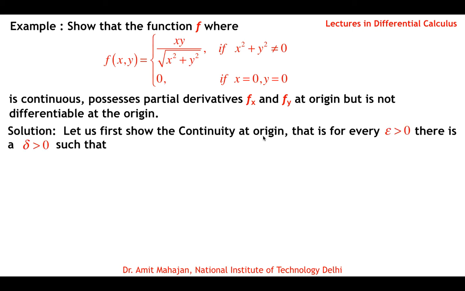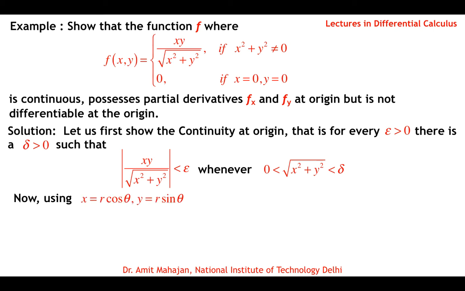For continuity, by definition, we say that for every epsilon positive there is a delta positive such that the modulus of f(x,y) minus f(0,0), where f(0,0) is 0, is less than epsilon whenever 0 is less than the root of (x minus x naught) square plus (y minus y naught) square, which is less than delta, and (x naught, y naught) is (0,0). So simply root of x square plus y square. To prove that both these conditions hold, for every epsilon there exists a delta as a function of epsilon.